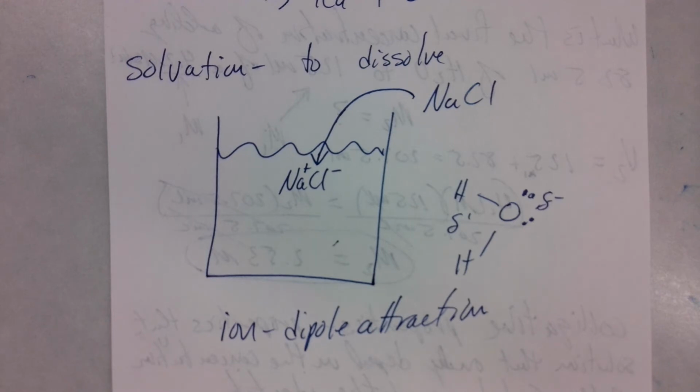Yeah, I was going to ask, why don't water and salt just form a crystalline structure if they bond like that? Because they're in different states, basically.